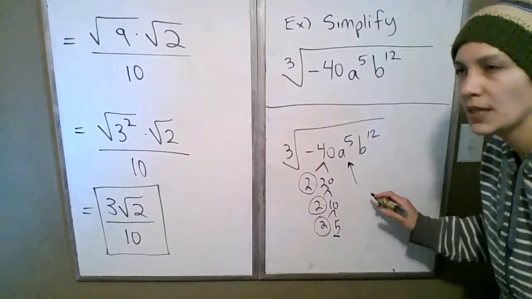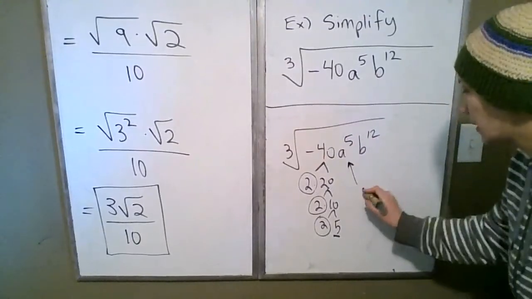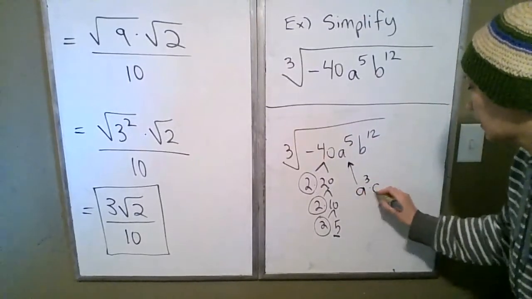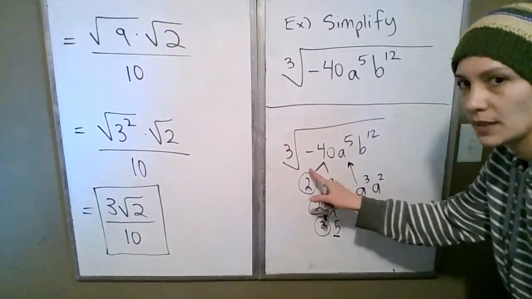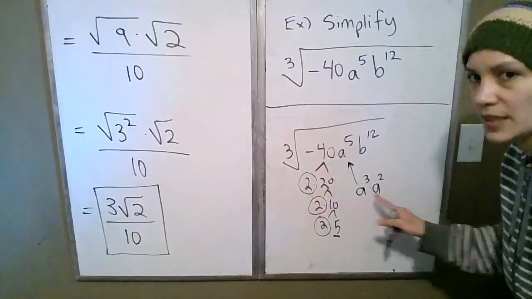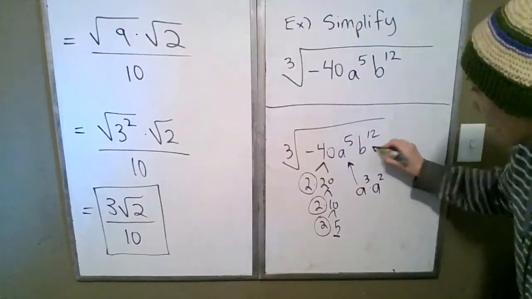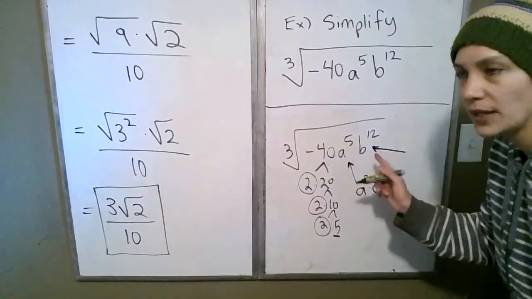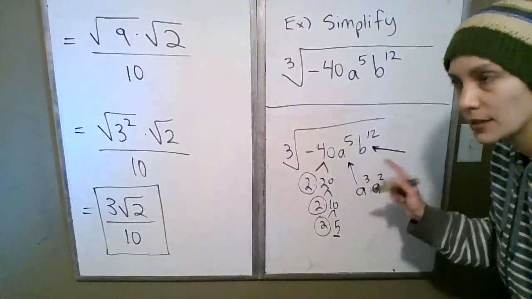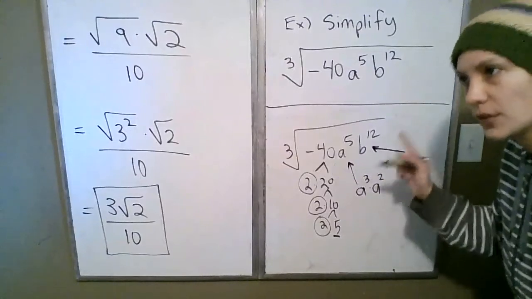Okay. A to the 5th could be a cubed times a squared. And it picks the a cubed to match that root 3. So that's why I split it up this way. Oh, luckily 3 does go into 12. So I could write this b to the 12th as b to the 4th, to the 3rd.